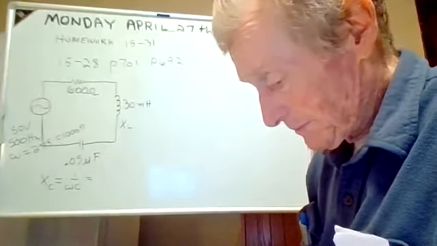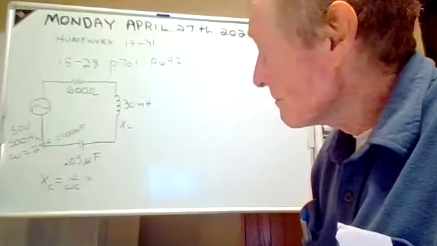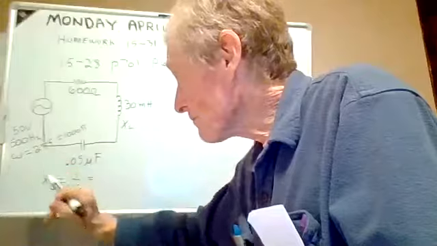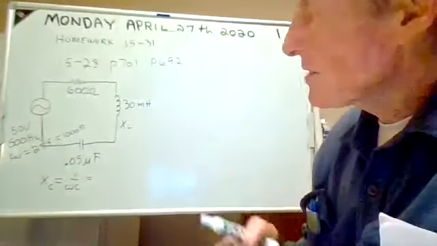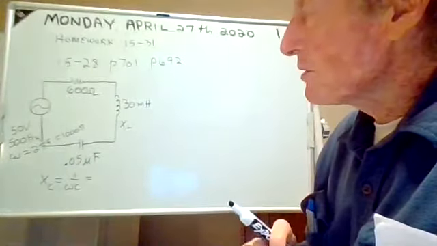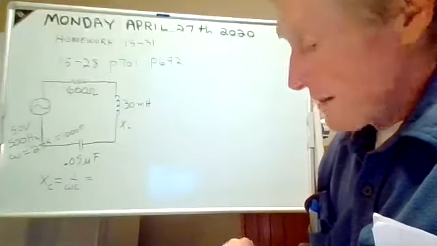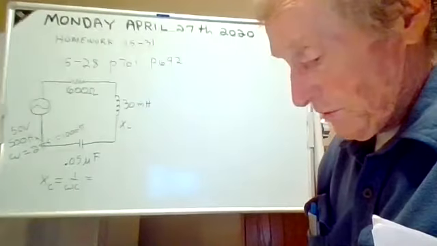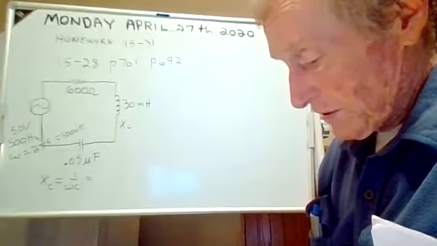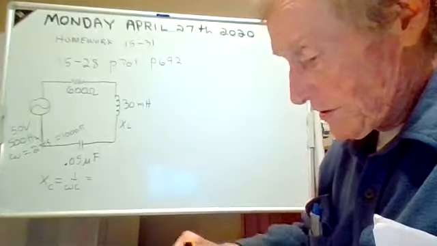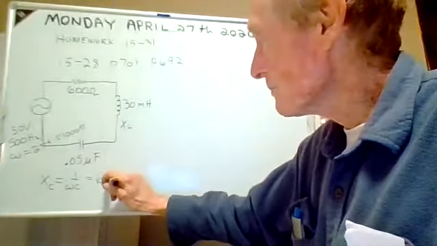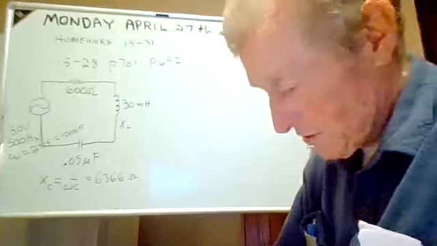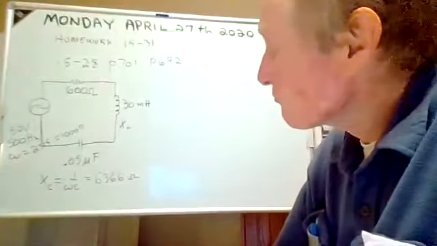And so our 1 over omega C, the capacitive reactance, is 1,000 pi. What's the formula for omega? It's 2 pi times the frequency, yes, 2 pi F. Now that's an omega. It looks like a W, but it's really an omega. So we've got that times C, which is 0.05 e to the minus 6. See if you get 6,366 ohms. Yes, I do.